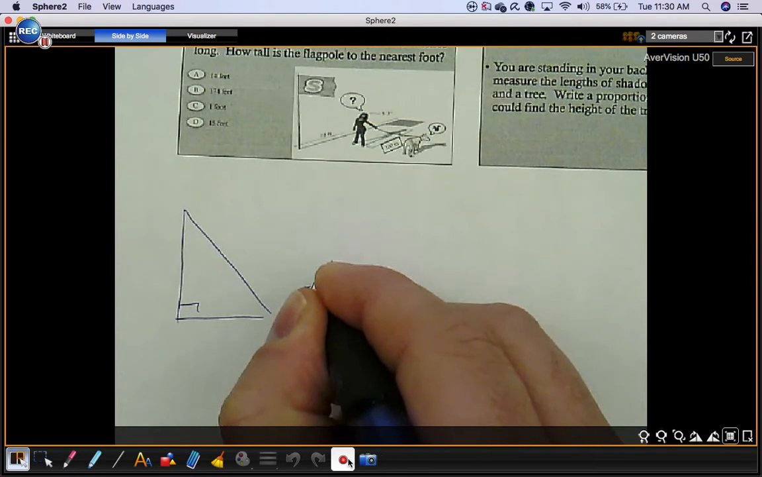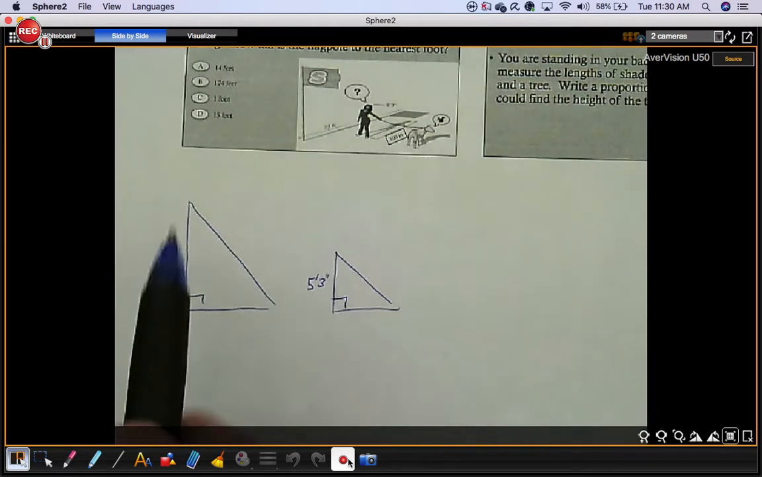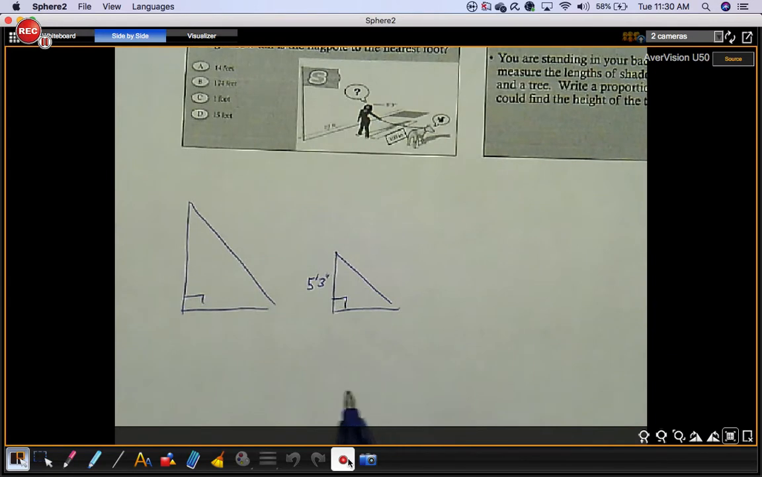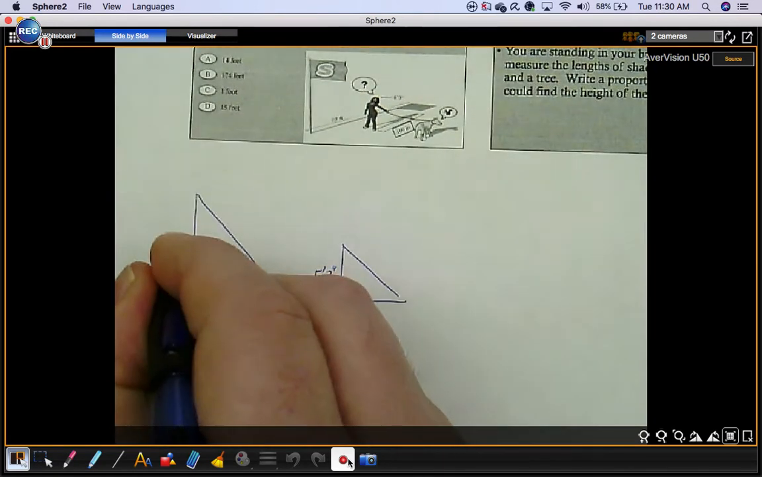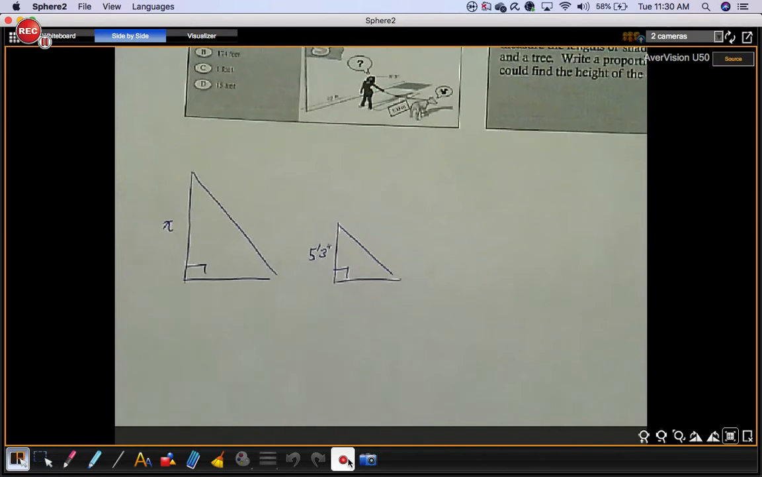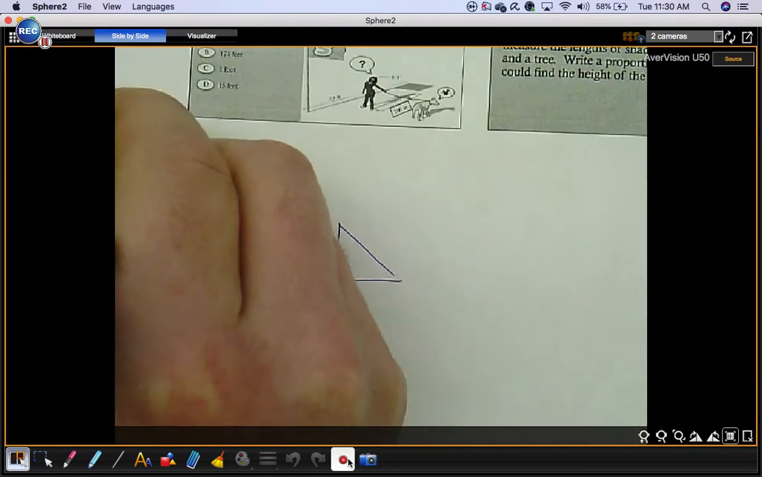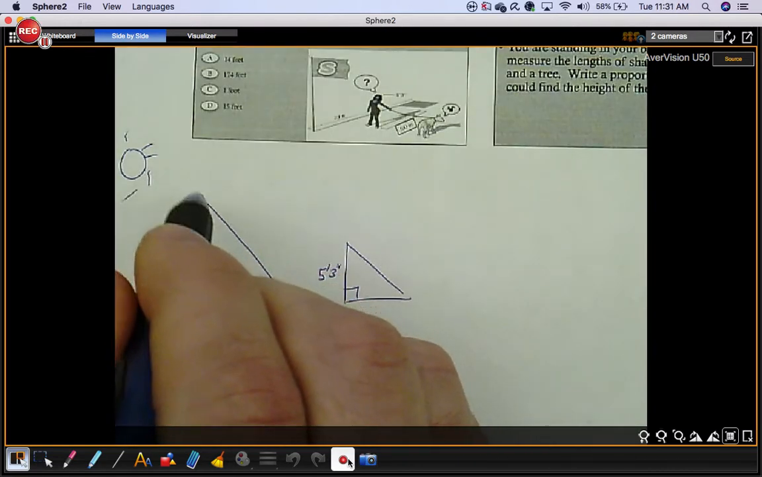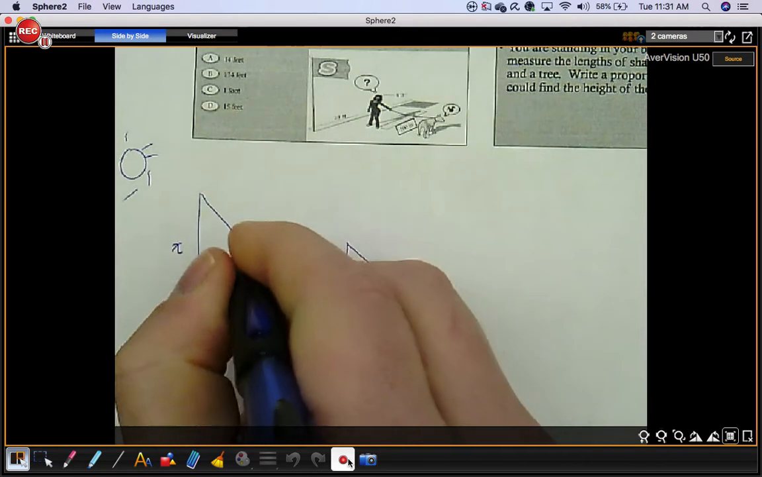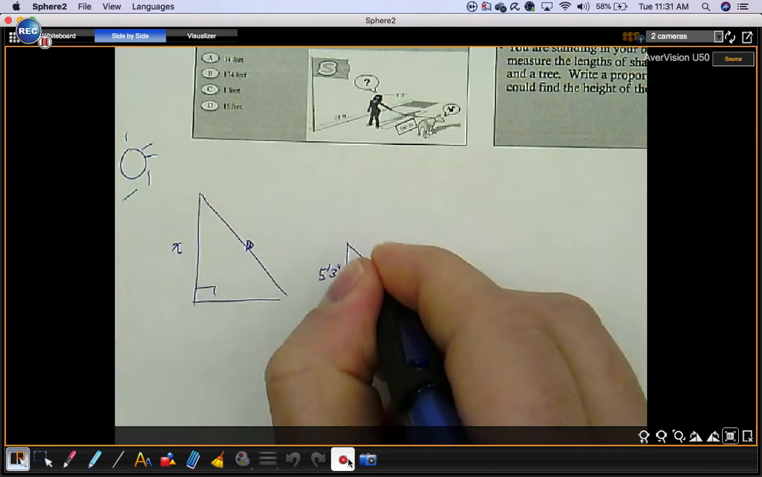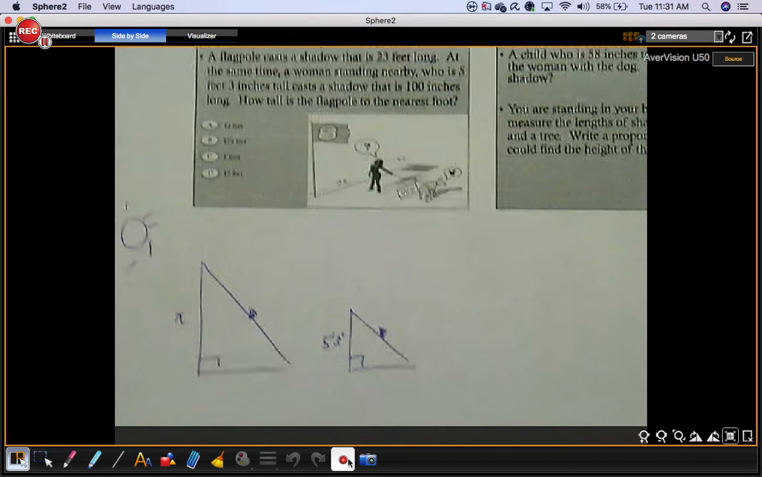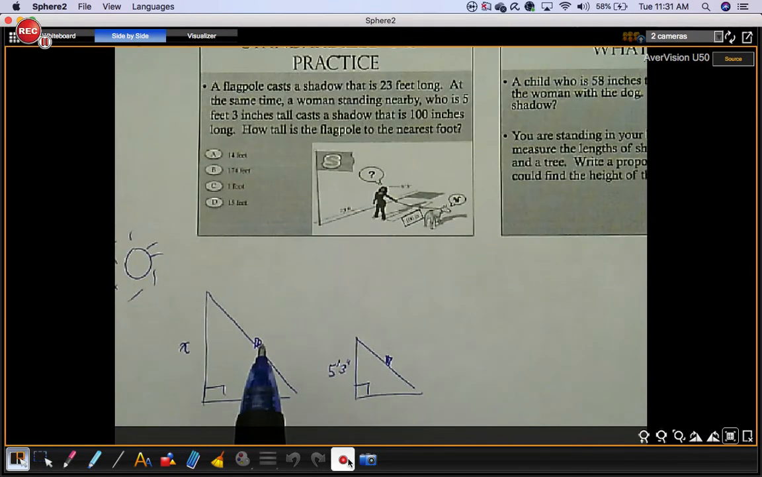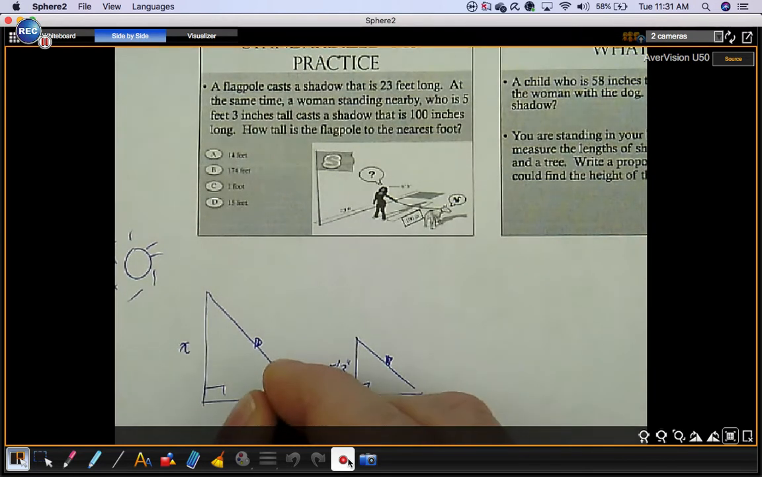She's 5 foot 3 inches tall. This flagpole probably should be standing at a right angle as well. We don't know how tall that flagpole is. But we have the sun, which creates sun rays that are parallel to each other. If the sun rays are parallel, that's going to create congruent angles here.